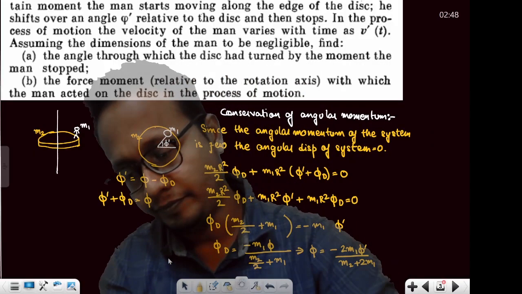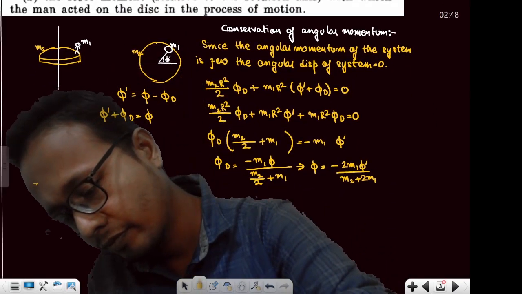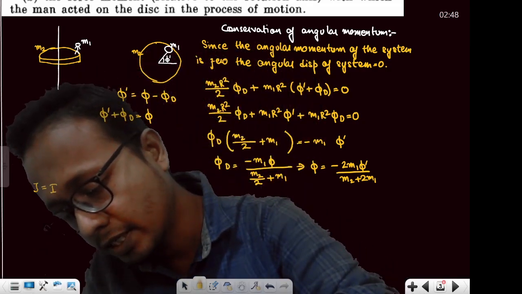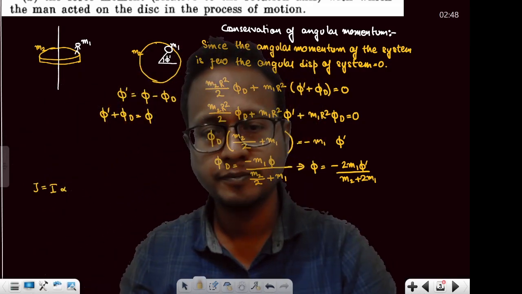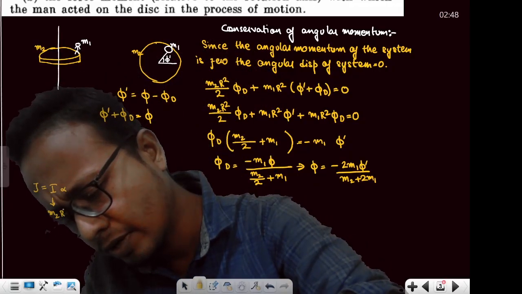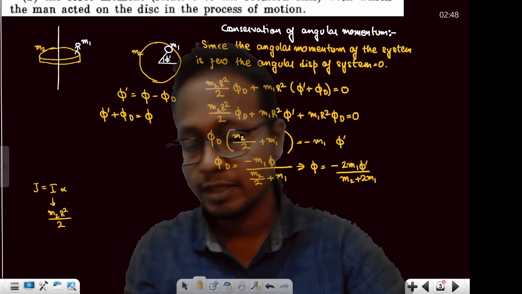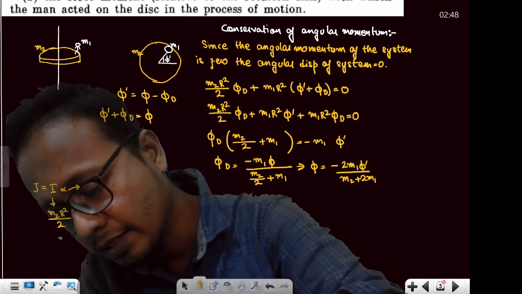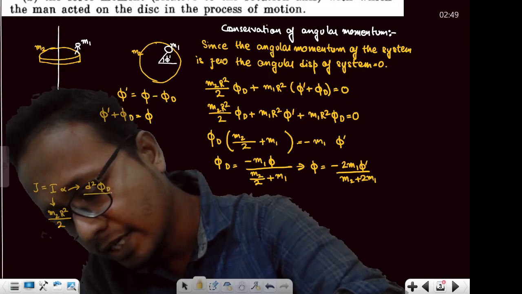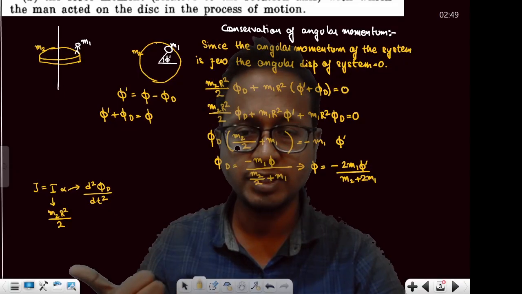So out here, torque on the disk is nothing but moment of inertia into angular acceleration of the disk. Moment of inertia of the disk is nothing but mass of the disk into r square by 2. What is the angular acceleration of the disk? The angular acceleration of the disk is nothing but d square of the displacement of the disk divided by dt square. Isn't it? Understood this much?